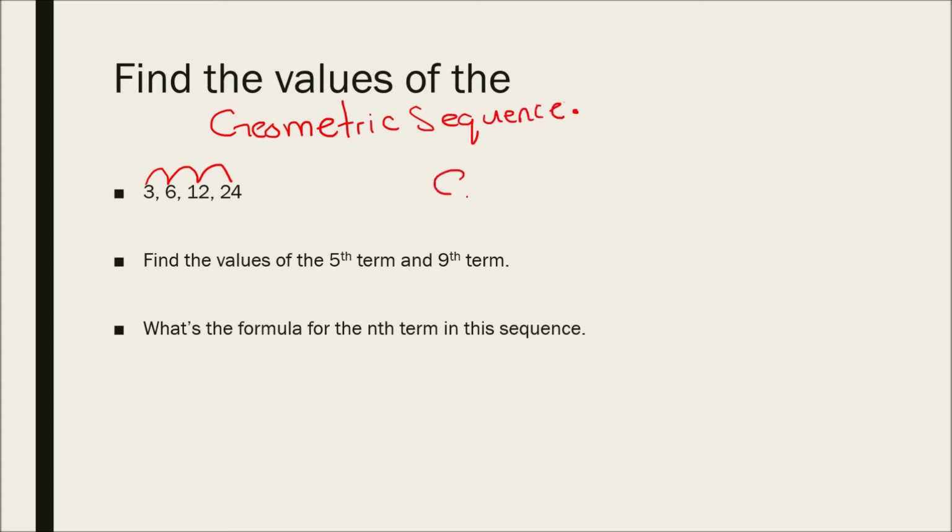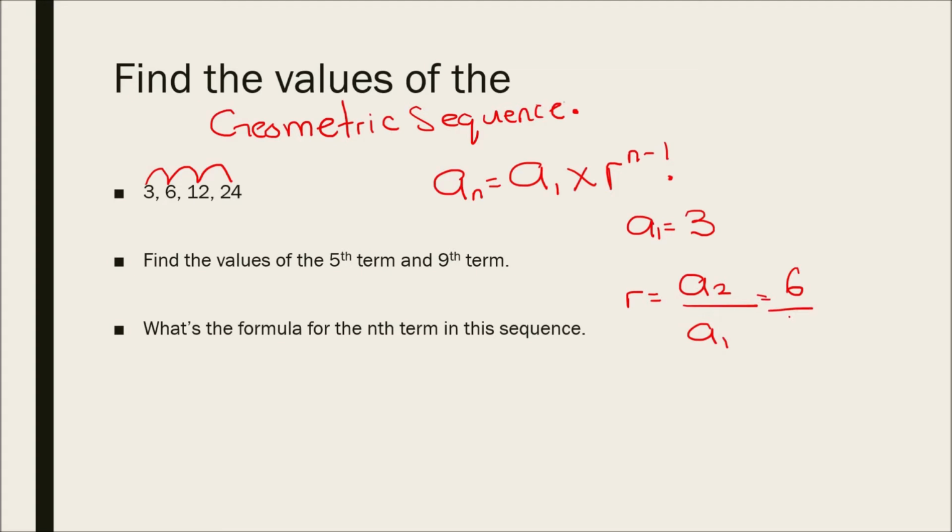Okay, now we have an equals a1 times r to the power n minus 1. What's our a1? Our a1 is 3. What's our r? We can simply say a2 over a1. That's 6 by 3, and our r is 2. Okay, so our a1 is 3, our r is 2. Always try to bring your values early. Now let's slot in the values.